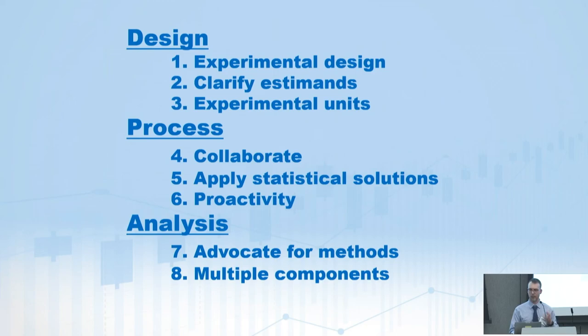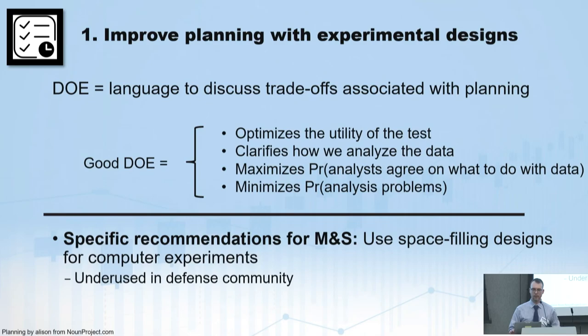Okay. So my first of 8 recommendations that statisticians, data scientists, and other data-minded individuals can bring to the table is, number one, first and foremost, it's exactly what IDA has been preaching for years and years: bring experimental designs to the table. So DOE, or the design of experiments, I'm sure there's some very technical statistical definition of DOE, but roughly what it is, is a language to discuss the trade-offs that are associated with test planning. You can make it very, very complicated, but that's sort of the basics of what design is.